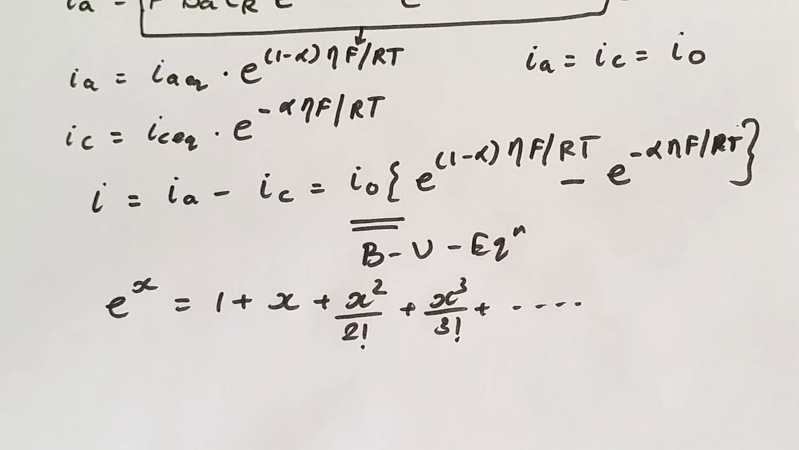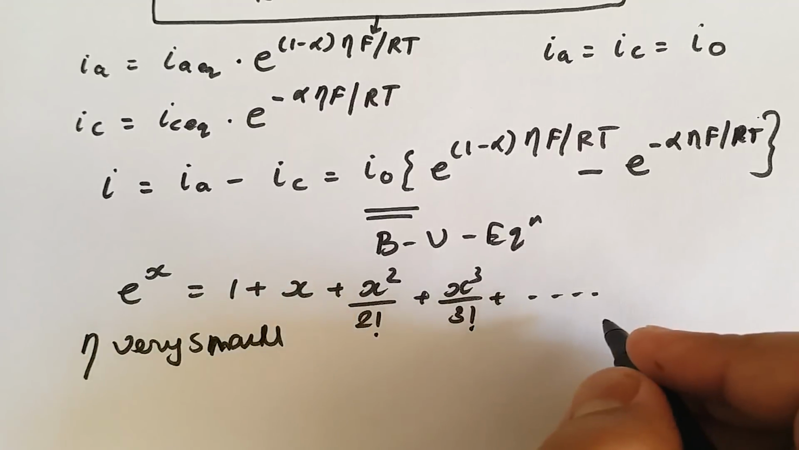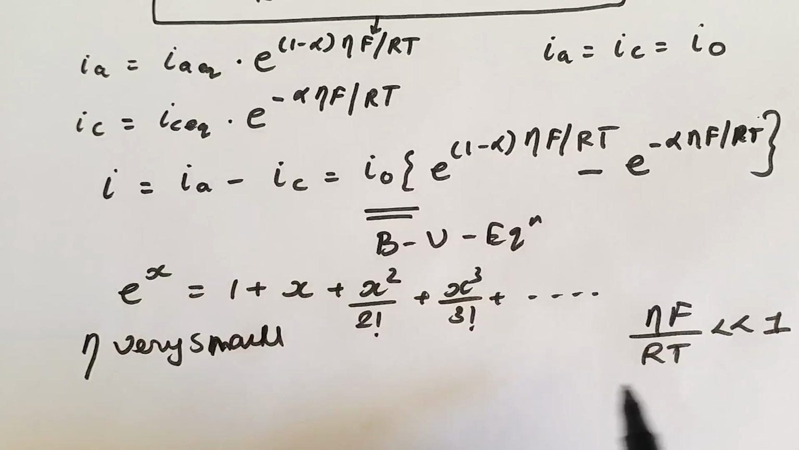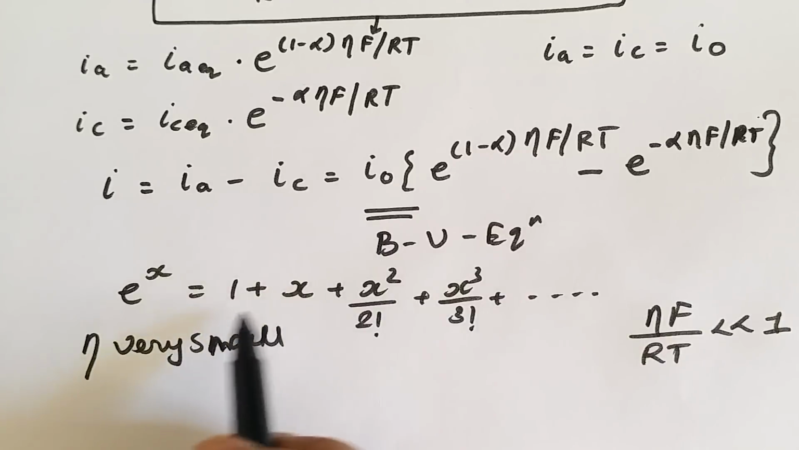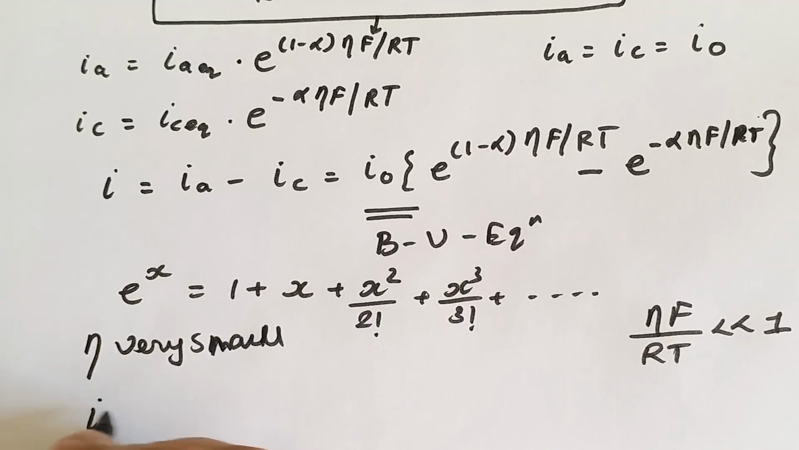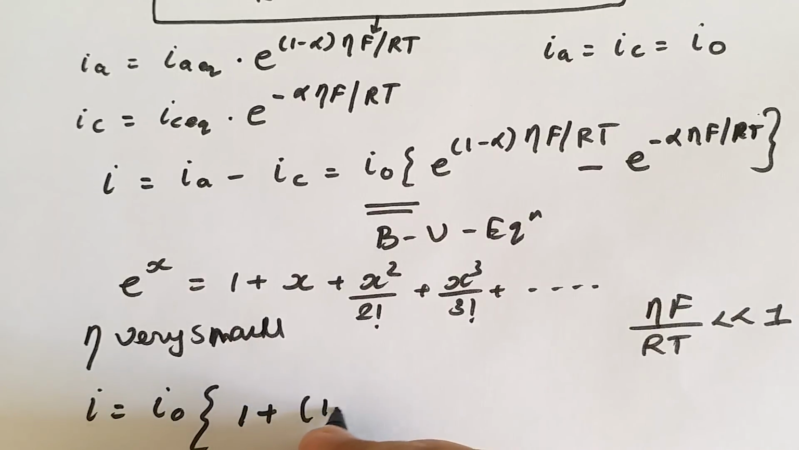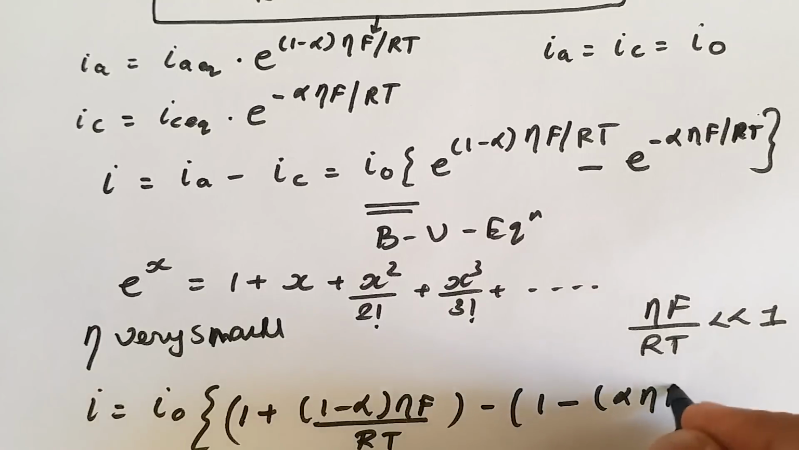So this will be the exponential series, and when we are considering that our overpotential is very, very small, then the value of ηF/RT is very, very smaller than 1, and hence the square, cube and higher terms can be neglected, and we are only left with the first 2 terms. So this representation we can write as I0 into 1 plus (1 minus α) η F by RT minus 1 minus α η F by RT.